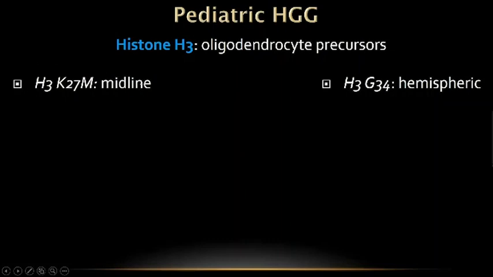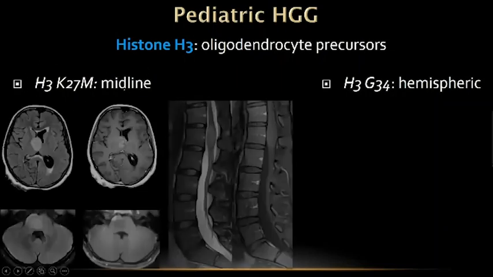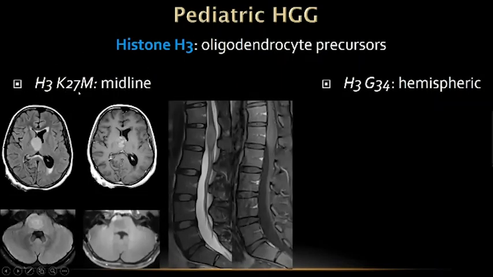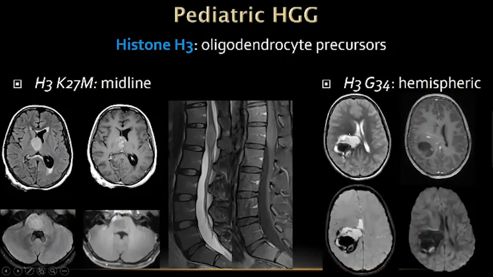So we've known about the diffuse midline glioma for some time, the histone 3 K27M mutation, and these have a lot of tumors near the midline throughout the brain, the brainstem, and the spinal cord, and have a poor post-treatment prognosis. There's a new classification, the histone 3 G34 altered patients, where they tend to have more hemispheric rather than midline tumors, but also very aggressive looking.